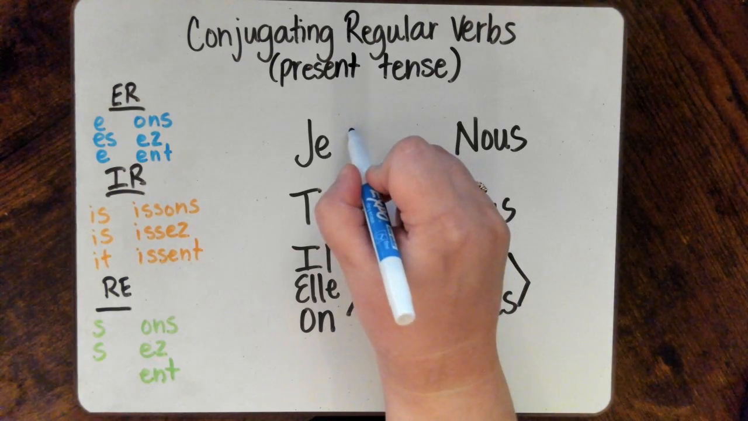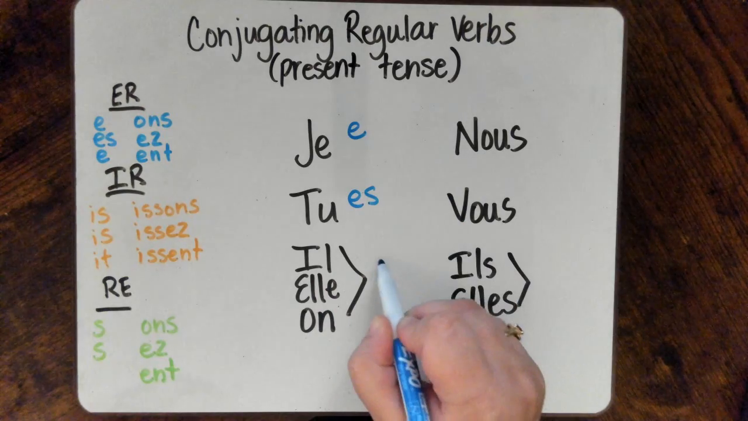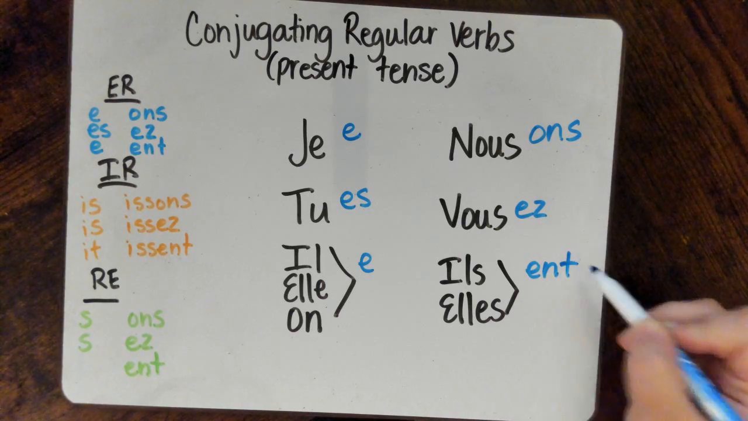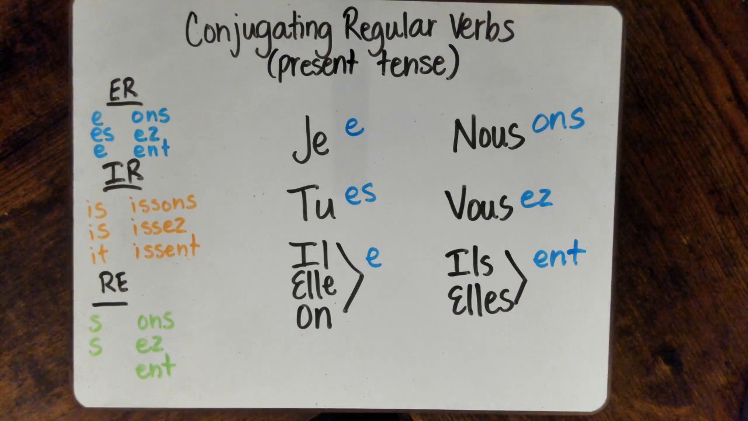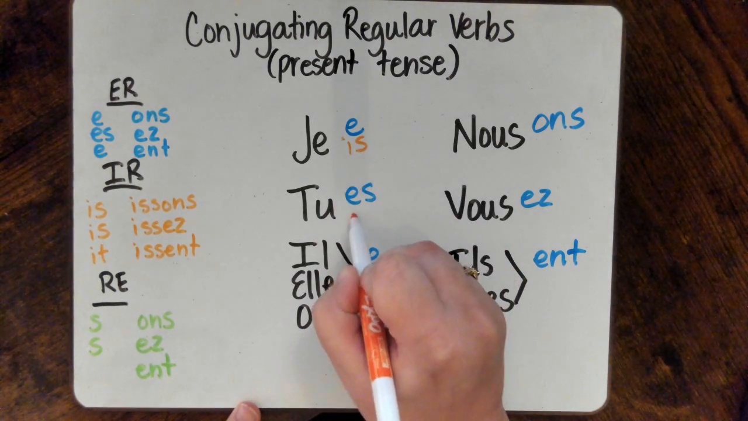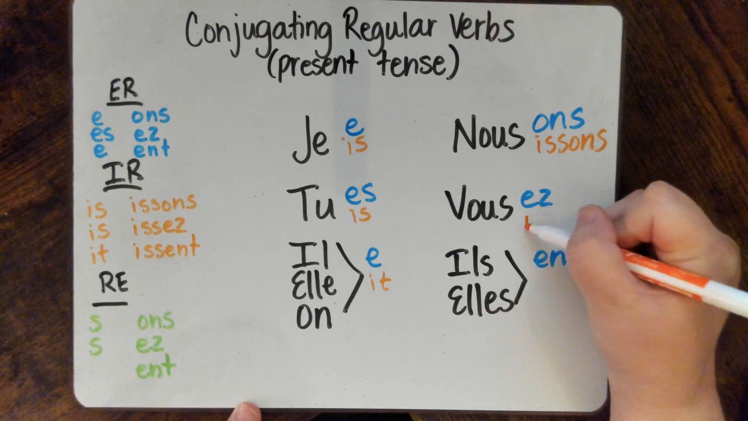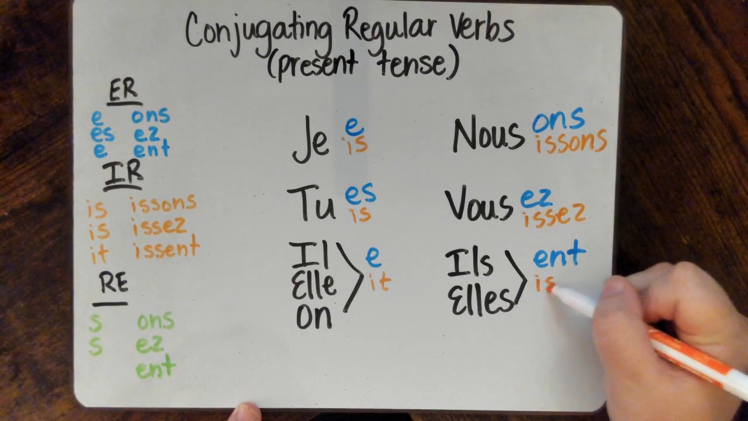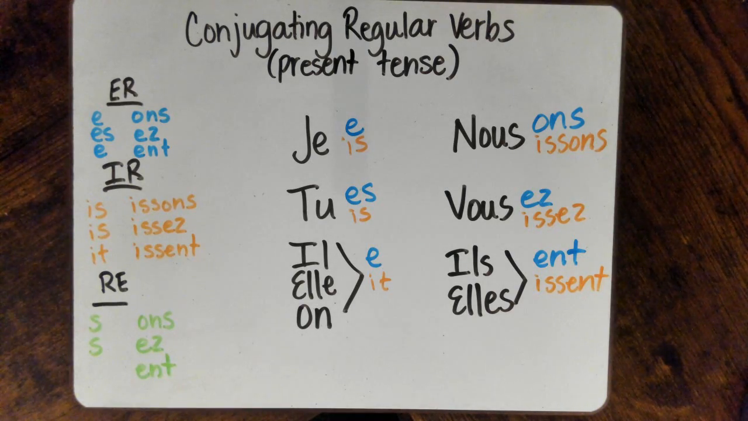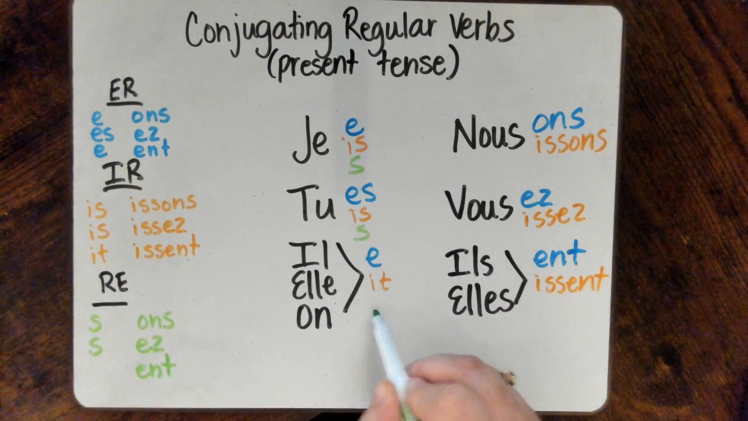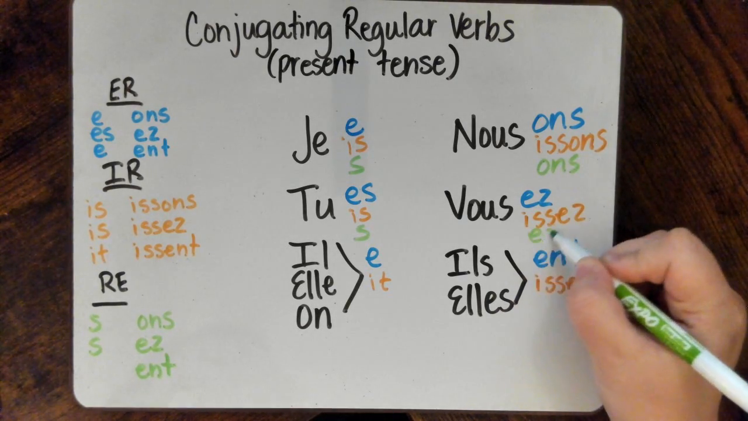So, we have E, ES, E, ONS, EZ, and ENT. That's for ER verb endings. For IR verbs, we have IS, IS, IT, ISSONS, ISSEZ, and ISSENT. And then for RE verb endings, we have S, S, nothing, ONS, EZ, ENT.